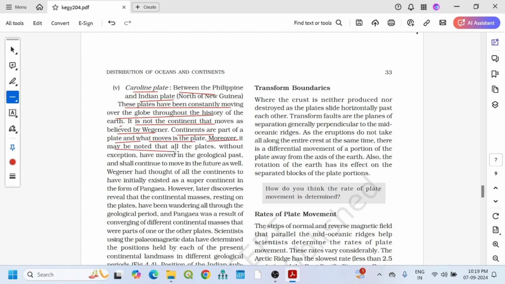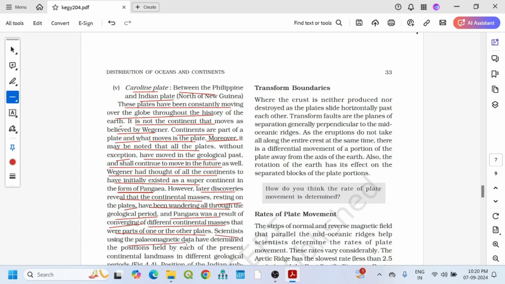Moreover, it may be noted that all the plates without exception have moved in the geological past and shall continue to move in the future as well. Wegener had thought of all the continents to have initially existed as a supercontinent in the form of Pangaea. However, later discoveries reveal that the continental masses resting on the plates have been wandering all through the geological period, and Pangaea was a result of converging of different continental masses that were parts of one or the other plates.